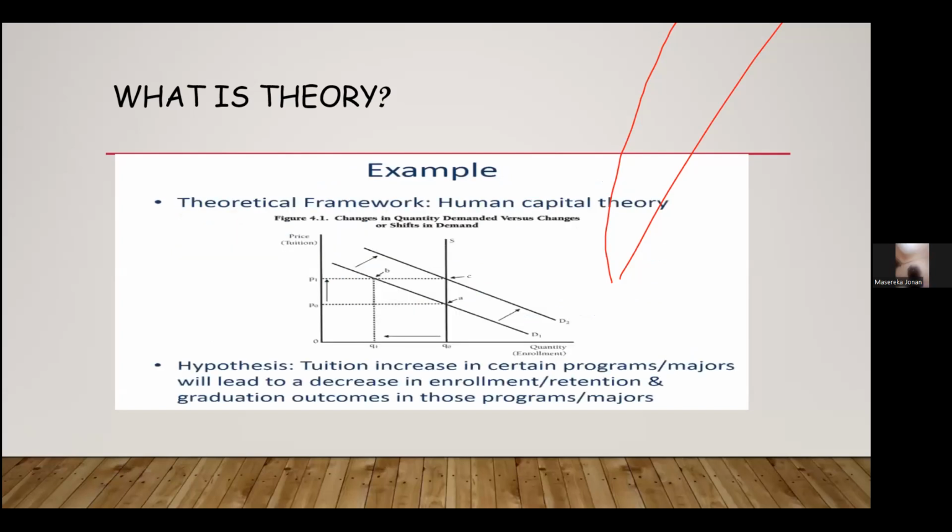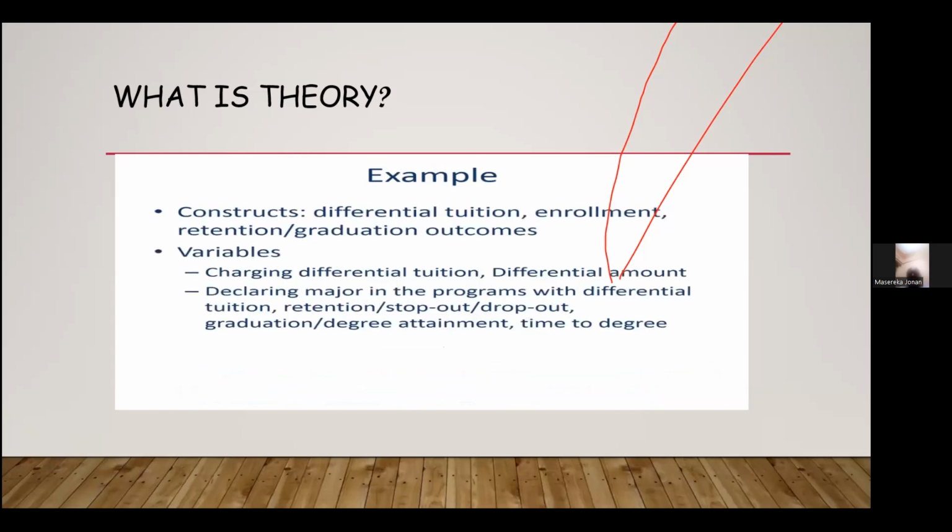Remember this? The human capital theory explains that when price goes up, demand goes down. If we apply this simple theory to the study, we will hypothesize that tuition increase in certain programs or majors will lead to a decrease in enrollment or retention and graduation outcomes in those programs and majors. So the construct will be differential tuition, enrollment, and retention and graduation outcomes.